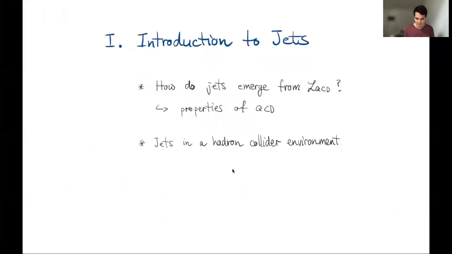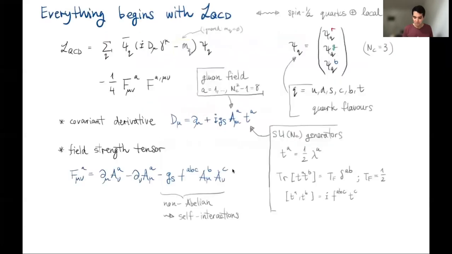Okay, so let's dive in. As I said, in this first part of the lecture, I want to see how jets emerge. After all, in the QCD Lagrangian, we don't see any jets. It's all about quarks and gluons. So how do they come about? And are they automatic or are they an accident? This is the question that we would like to answer. And then also discuss a bit about jets in a hadron collider environment.